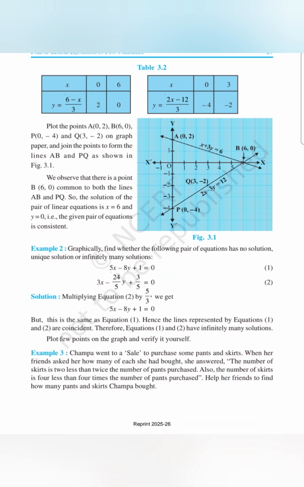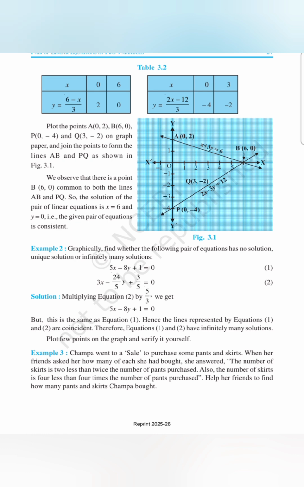You can also draw the graph and check for this example. Since I have mentioned graphically, you have to draw the graph for these equations. You can form the table as I said before, and from those points you can plot the graph. Check whether the lines are coincident or not. If they are coincident, say they have infinitely many solutions.